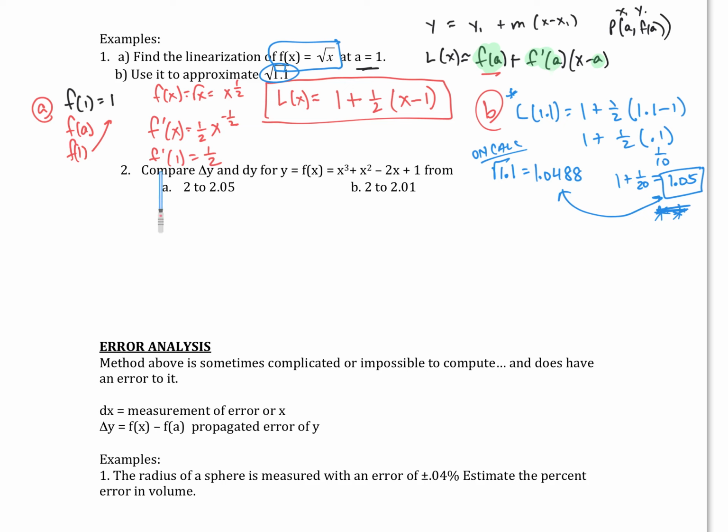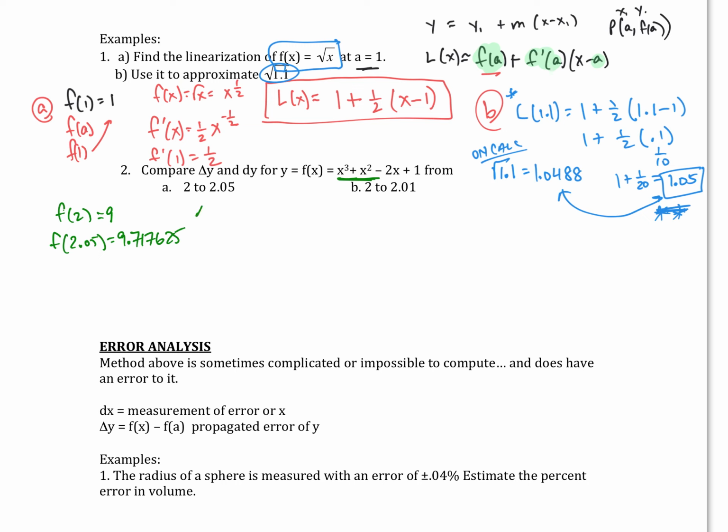So here it says, compare delta y and dy for f of x equals x cubed plus x squared minus 2x plus 1 from 2 to 2.05. All right, so this wants us to first find f of 2. I plug it into here, and I will get a value of 9. I will do the same thing for 2.05. I plug it into this f of x equation, and I will get 9.717625.